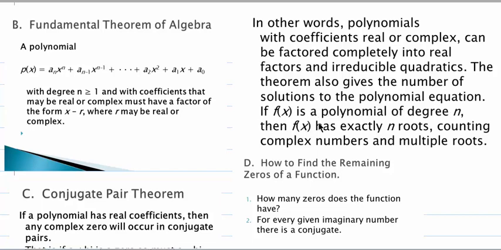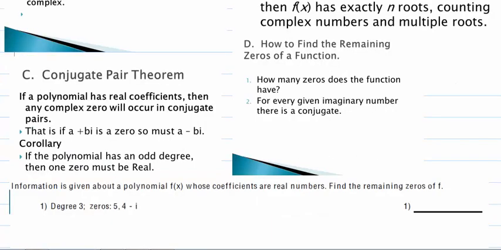If f of x is a polynomial of degree n, then f of x has exactly n roots, counting complex numbers and multiple roots. The conjugate pair theorem. If a polynomial has real coefficients, then any complex zero will occur in conjugate pairs. That is, if a plus bi is a zero, so must a minus bi be a zero.